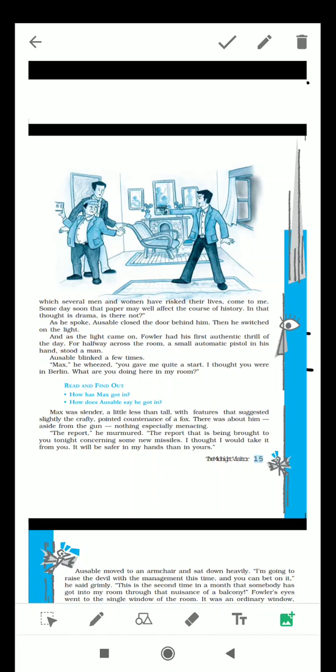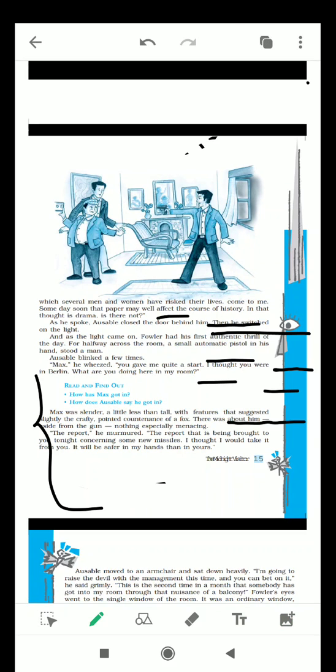For halfway across the room, a small automatic pistol in his hand, stood a man. But however, another strange thing happened. When the light came on, they suddenly saw a man standing with a pistol. Oswald blinked a few times. Oswald closed and opened his eyes for the time being.